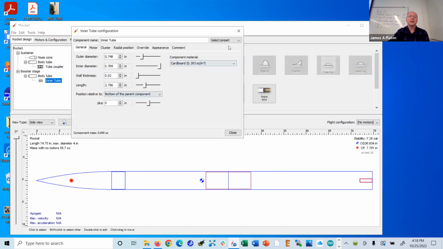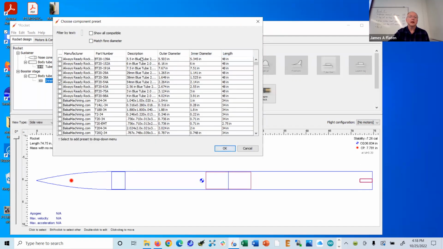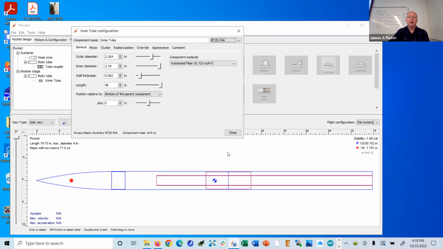And it's going to ask me, what kind of inner tube do you want? And the answer is I want a 54 millimeter diameter motor mount tube. So if I go to the database here, I can look at the descriptions, and let me just choose this 54 millimeter diameter one here. And it draws it 48 inches long. I probably don't need it that long, so let me make it shorter. So here's the length. I could probably get away with maybe about a 10-inch or so motor mount tube.